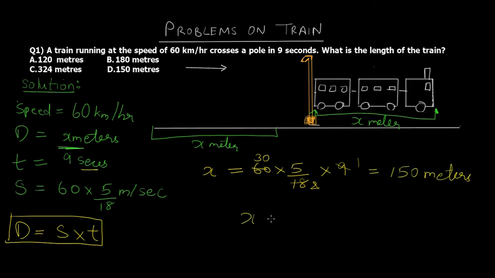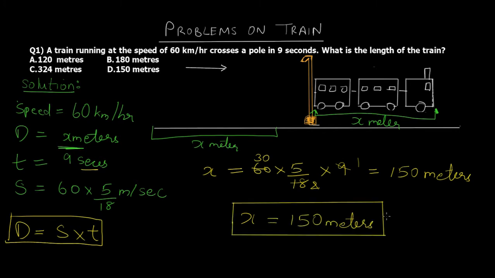So the final answer is x is equal to 150 meters. You can see we have option D as the final answer, and this x of 150 meters is the actual length of the train that it had to cover when it passed the pole. So indirectly they've given us the length of the train, which we had to find out.